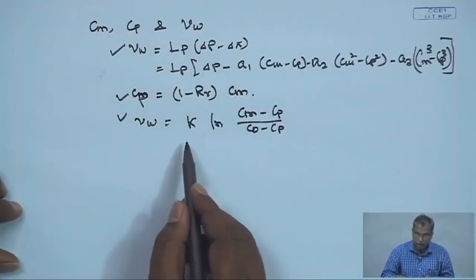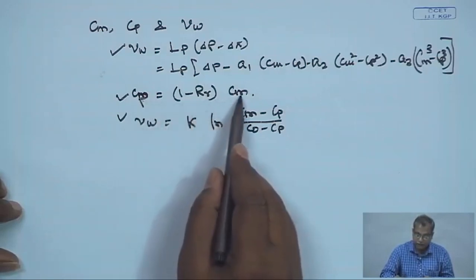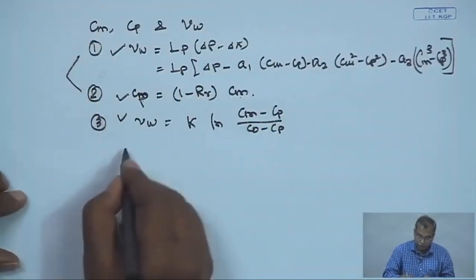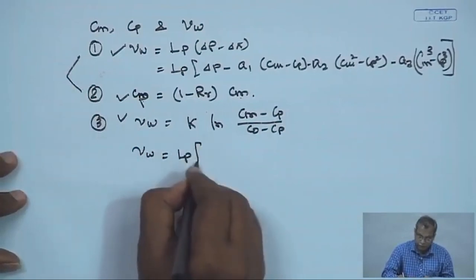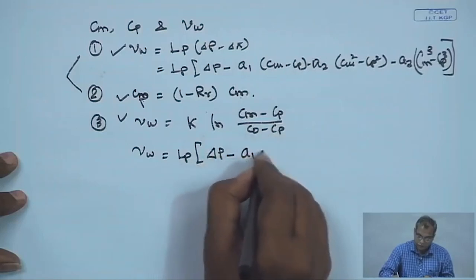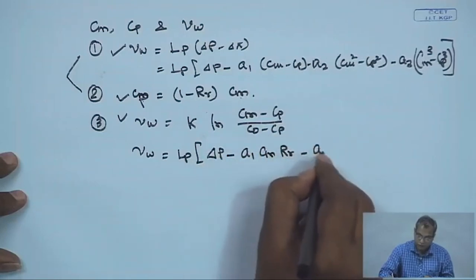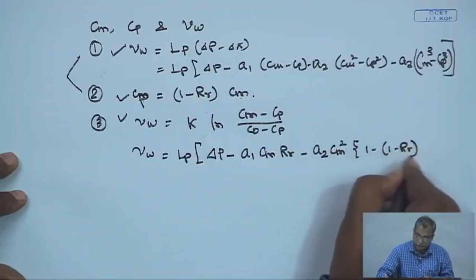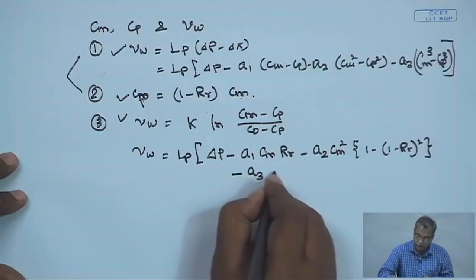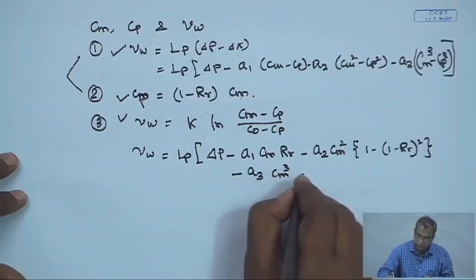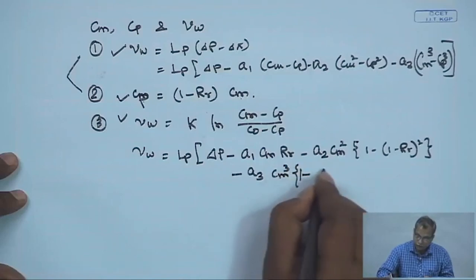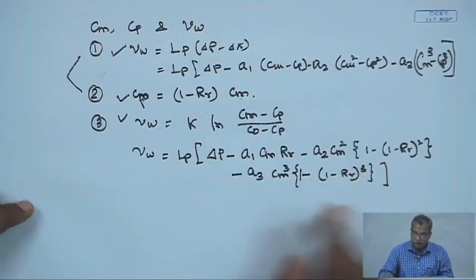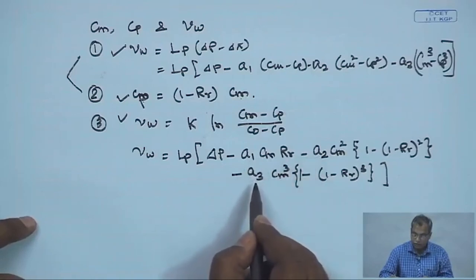Next, I am replacing Cp as a function of Cm in equation 1. Suppose this is equation number 1, this is equation 2, this is equation 3. If we combine these two, we will get Vw is equal to Lp times delta p minus A1 Cm RR minus A2 Cm square (1 minus RR) square minus A3 Cm cube (1 minus RR) whole cube.